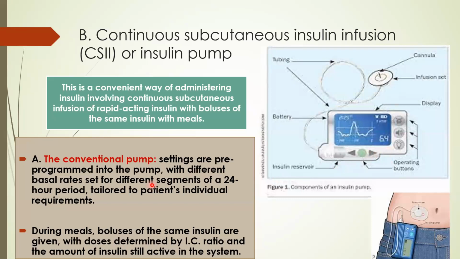So in the conventional pump, the settings are pre-programmed into the pump with different basal rates set for different segments of a 24-hour period. And this is tailored to our patient's individual requirements. So this is the pump. We have the operation buttons here for the setting, the display, the insulin reservoir, and a place for the battery. Then we have the cannula that will go into the subcutaneous tissue, and the infusion set, the tubing that connects to the insulin reservoir.